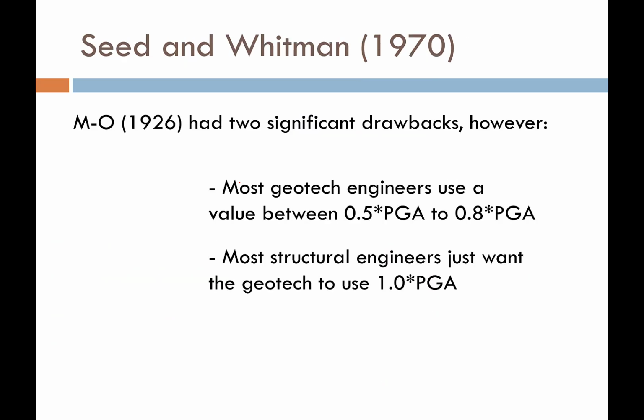Okay, so for almost 50 years, the Mononobe-Okabe equation was used in engineering design. I'm going to call it the MO equation, just so I don't have to keep tripping over my tongue with the long names there. But in 1970, two of our geotechnical legends, the late Harry Seed and the late Whitman, co-published a paper where they identified two significant drawbacks of the Mononobe-Okabe equations. And these are those two drawbacks.